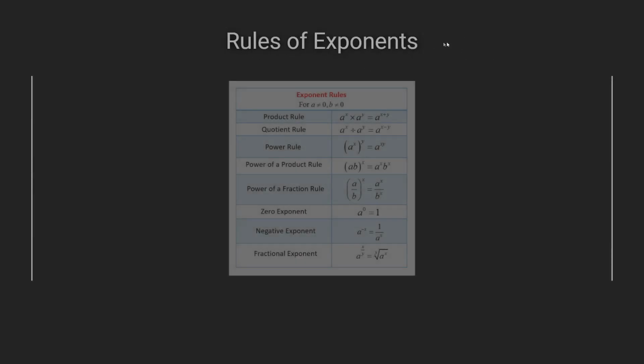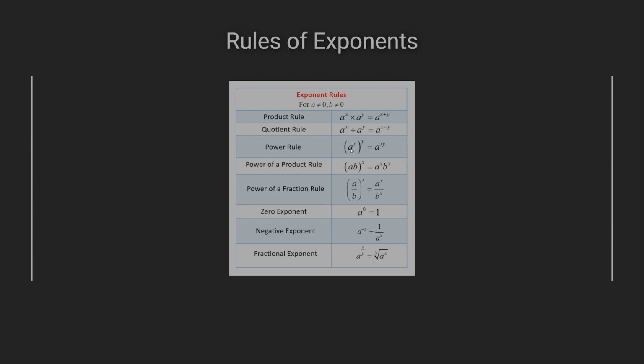Okay, rules of exponents. This is probably a review for you, but as you know, the product rule: when you multiply two same variables and they have exponents, you add them together. Then the quotient rule, it's basically the same, but the opposite. You have two of the same variables with different exponents, you subtract them.